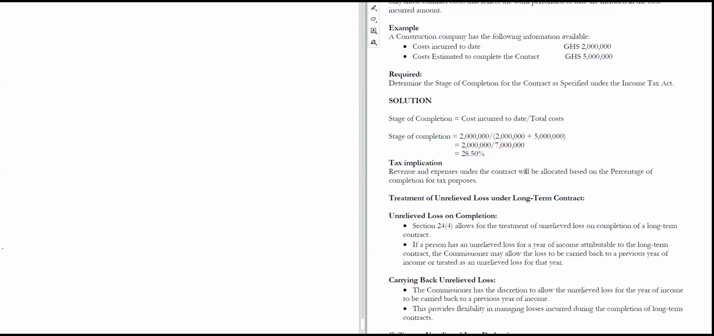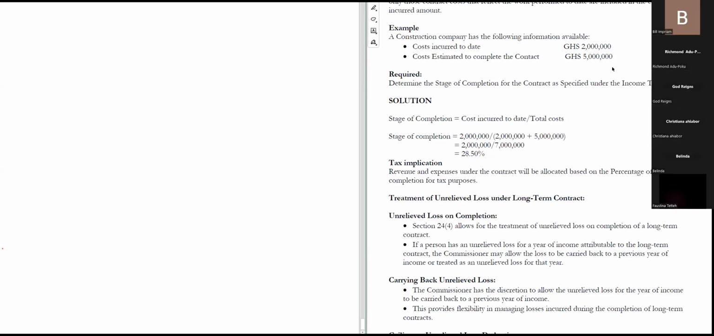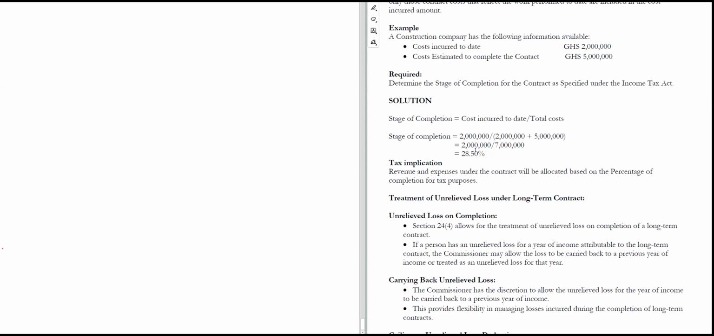So just like we saw with the percentage of completion, you take your cost incurred to date over your total cost, and you get 28.5. Well, what is the tax implication? Revenue and expenses under the contract will be allocated based on the percentage of completion for tax purposes. We just saw that, right?